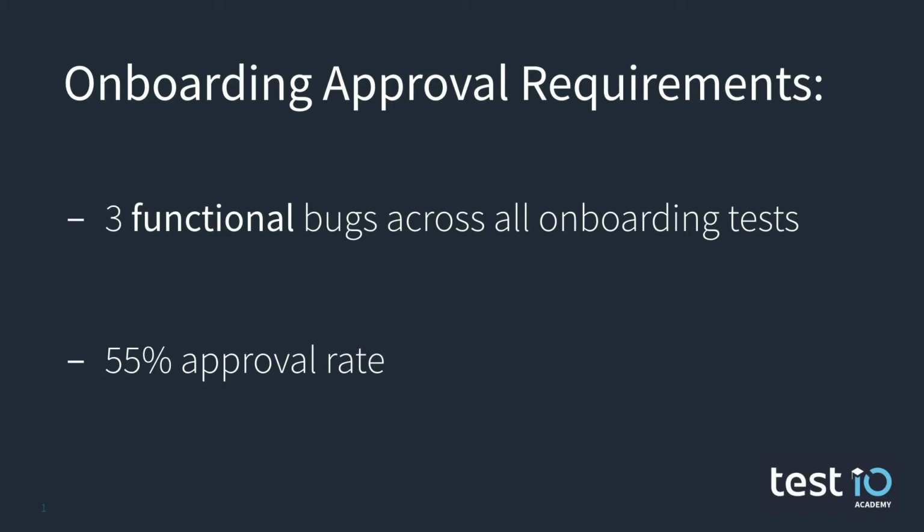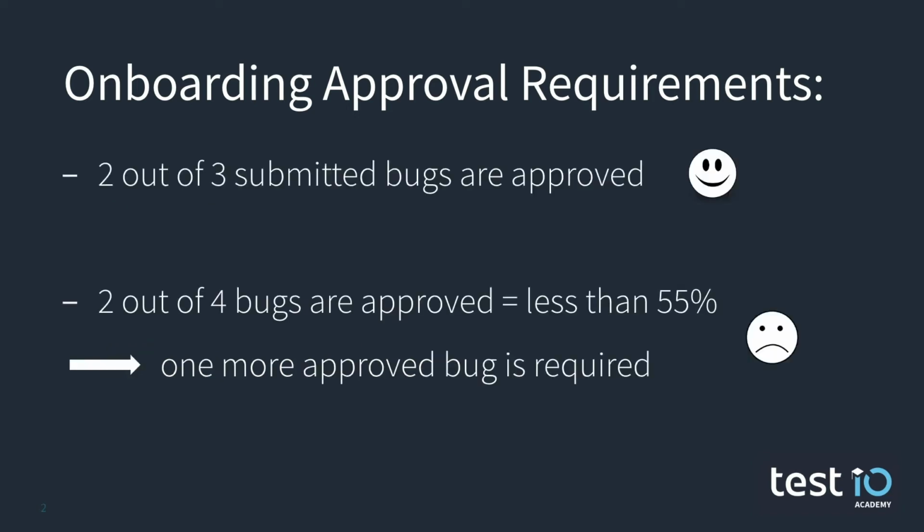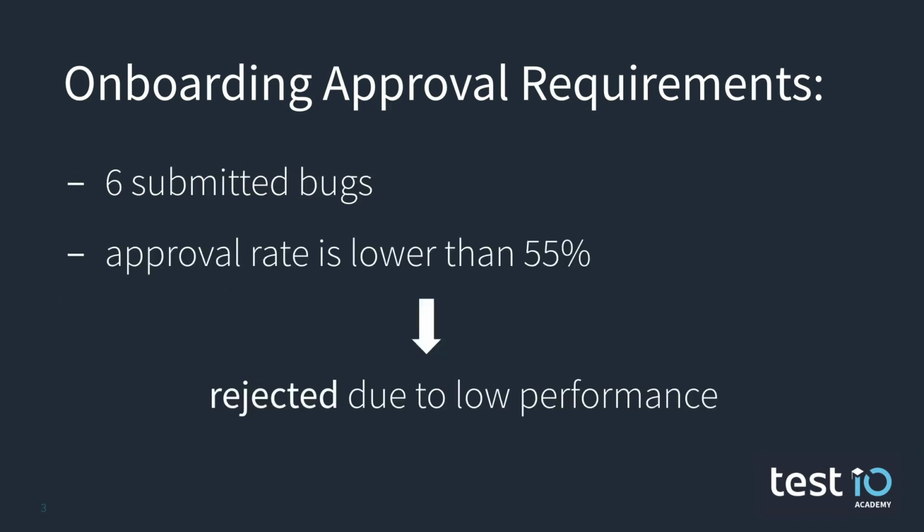When we evaluate your performance, 55% or more of your submitted reports must be forwarded by the team leader. This means that you can already be approved with 2 out of 3 bugs forwarded by the TL. The third one can be rejected. Another example, let's say you submitted 4 bugs in total across all onboarding tests, but only 2 were forwarded. This means you will need 1 more bug to be forwarded by the TL in order to get approved as a tester. Note that our system might also decide that your performance is too poor to become a tester. Once you submitted 6 reports, you will get rejected if 55% or more of them were rejected by the TL.